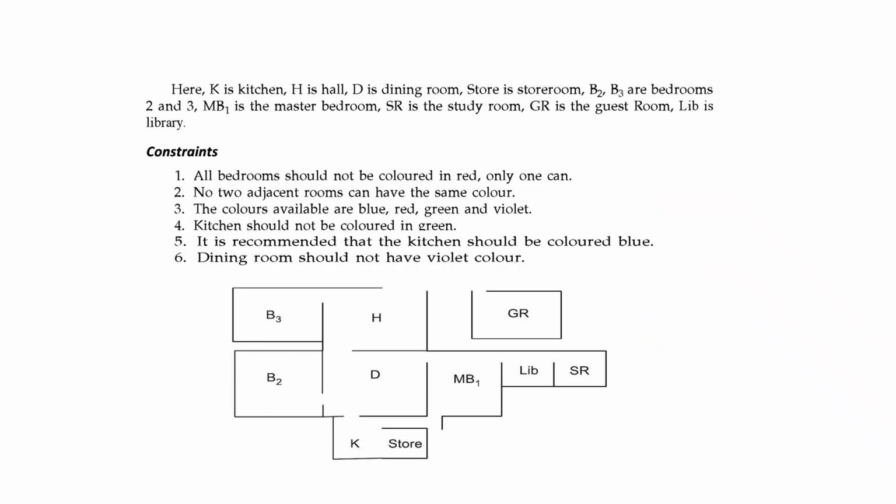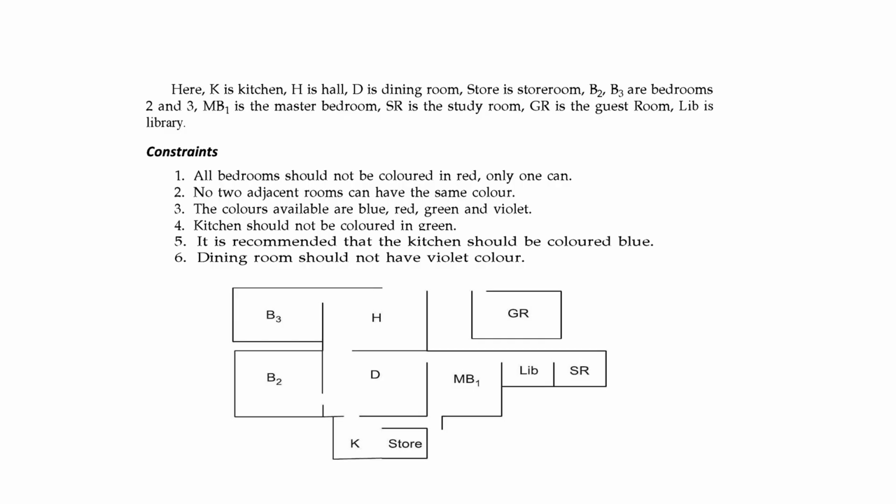Next, this is an important problem: the room coloring problem. Till now we have discussed the map coloring problem, which is country based. Here this problem is a room coloring problem. We have a house that we want to color with different colors under some constraints, some rules. Okay, so this is the problem.